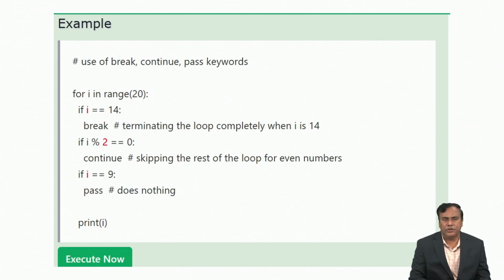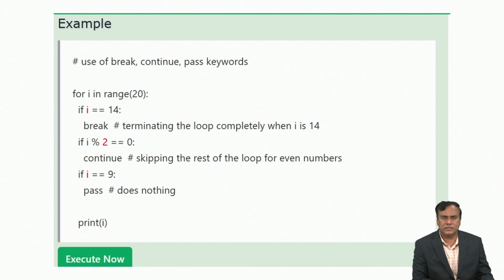And the next if statement is this: if i modulo 2 is equal to 0, you are going to check the remainder, dividing the value of i by 2. If you get remainder as 0, then it means it is an even number. If it is so, you are just going to continue. Continue in the sense you are going to continue with the next iteration of the loop. Next, we have one more condition here. If i is equal to 9, then pass. Pass means here you don't do anything.